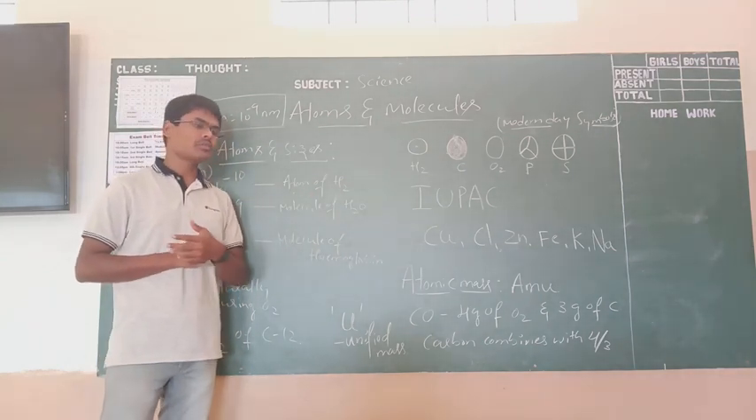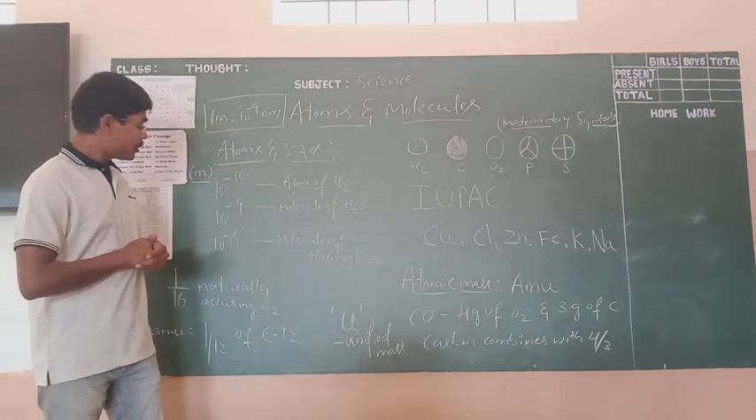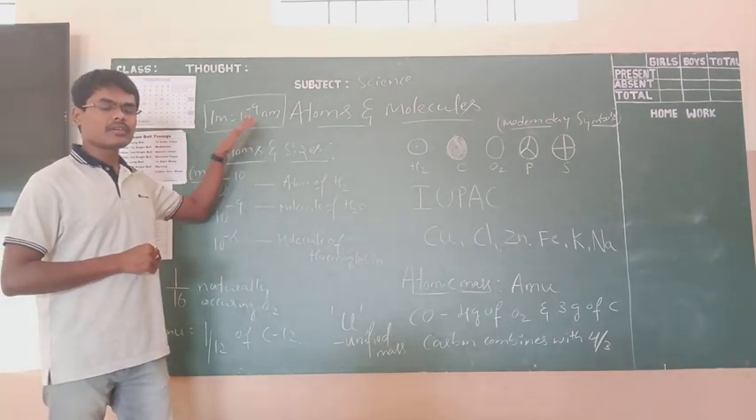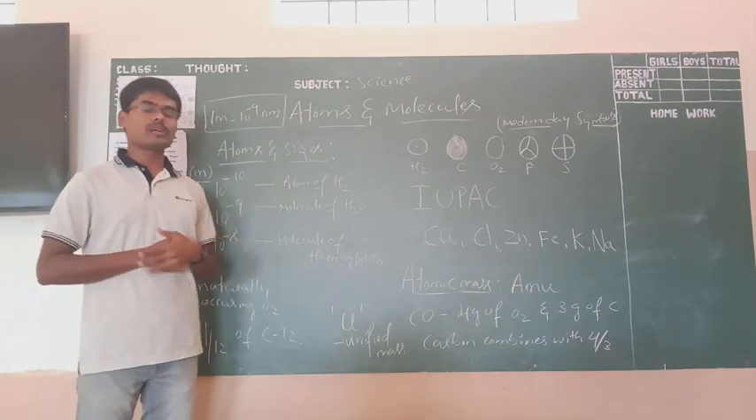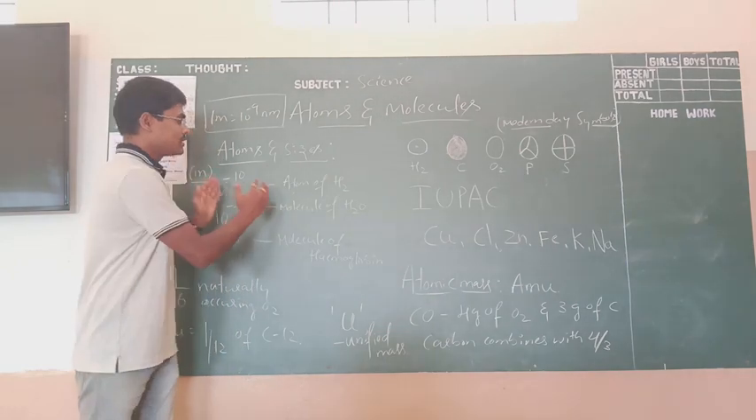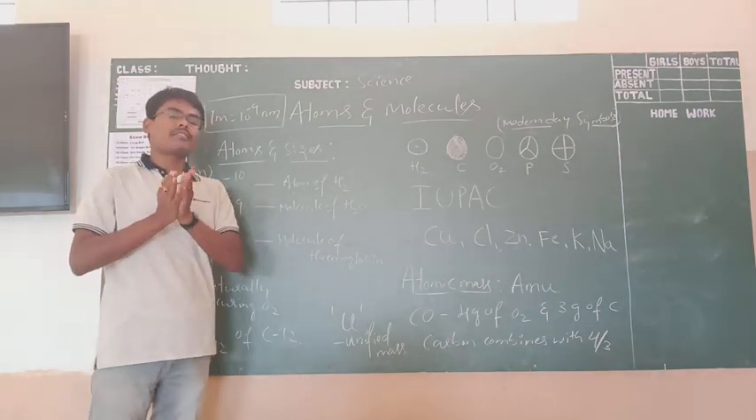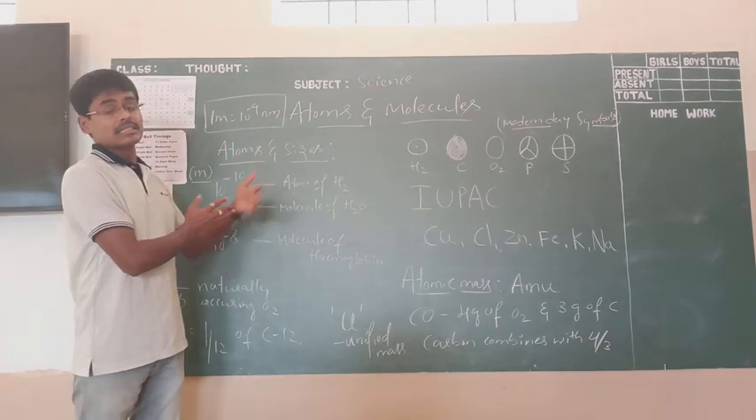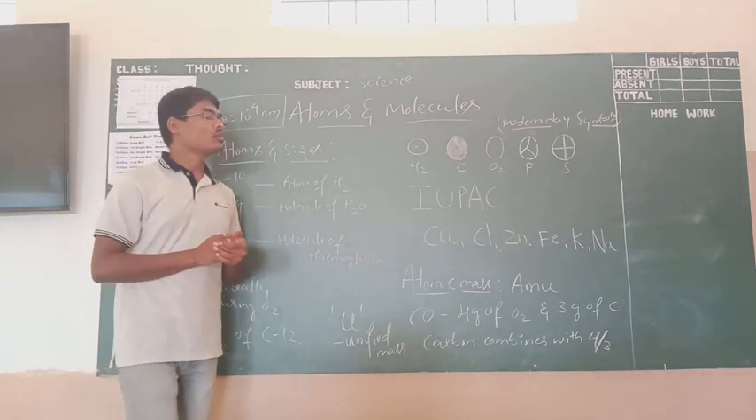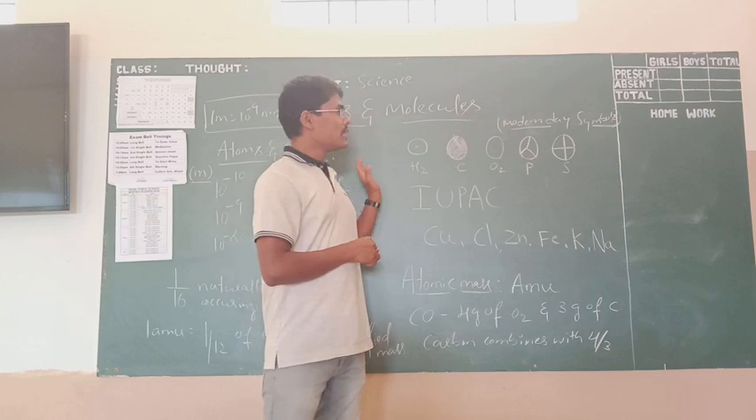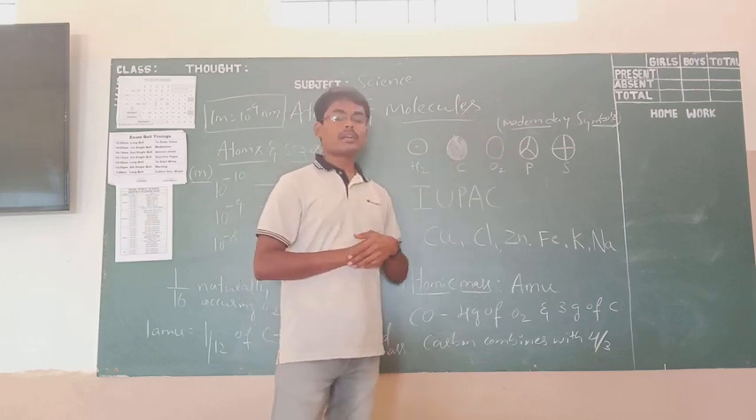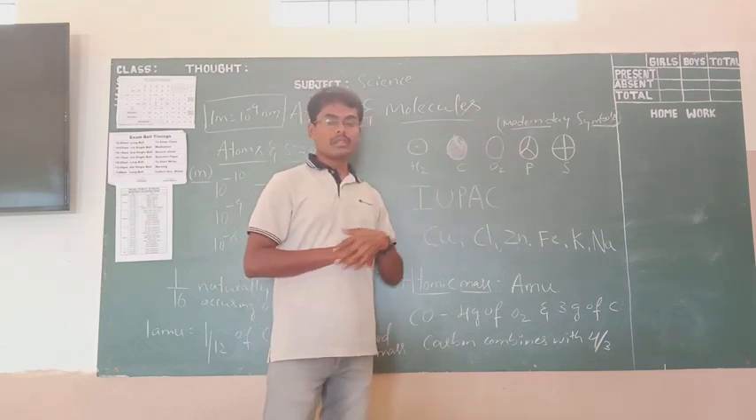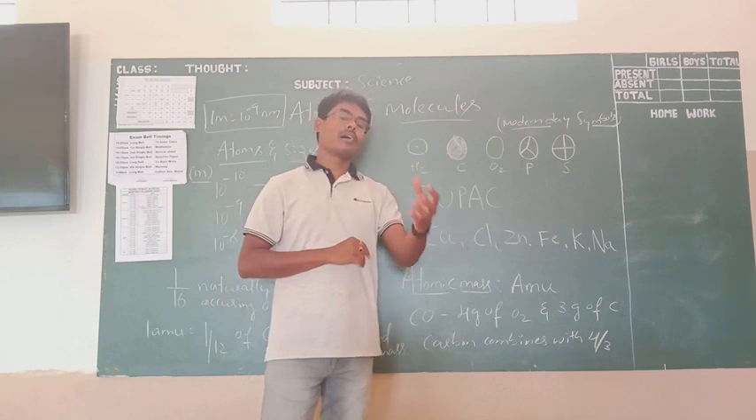I think you know that hemoglobin is present in our blood. Now look here, different sizes are given for different atoms as well as molecules, and this is how we are going to represent the size of an atom. This is about atoms and their sizes.